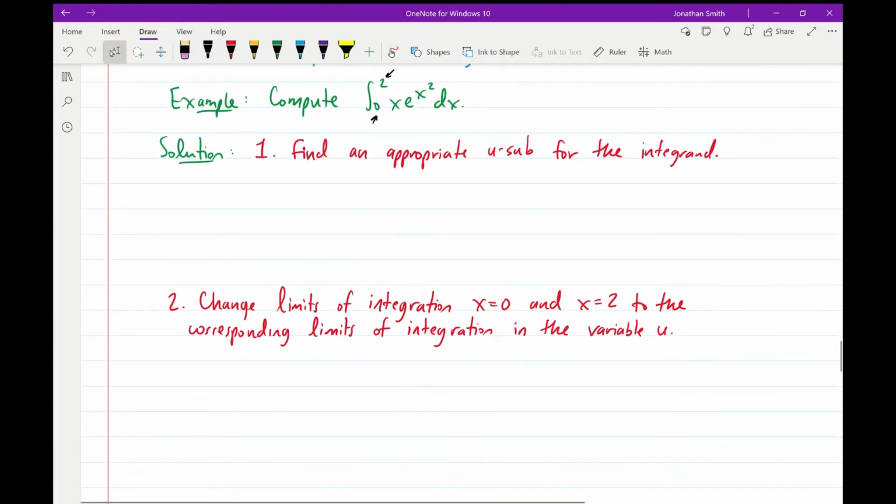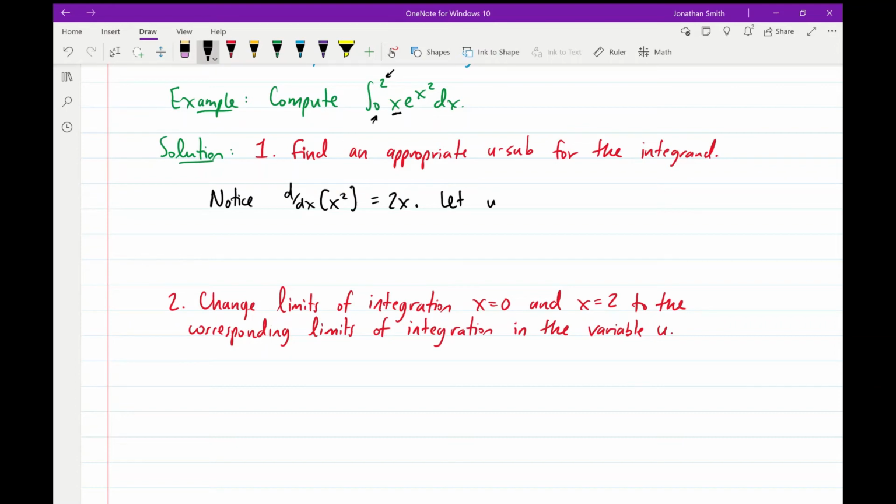All right, so we start off by finding an appropriate u substitution for the integrand. So this is really the same thing that we did in the first method. Not much has changed. So notice that if I take the derivative of this x squared expression showing up as a power of e, I get 2x. And this is a constant multiple of the x that's showing up inside of there.